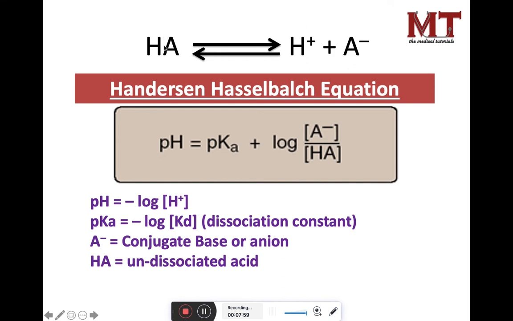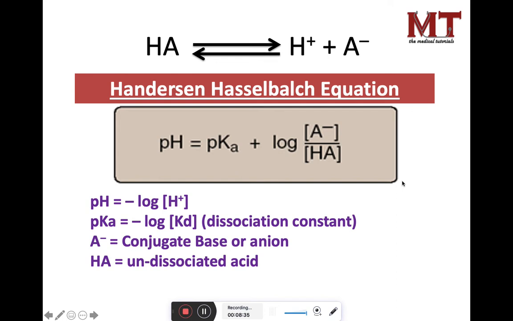For example, lactic acid is the acid, lactate is the conjugate base. Acetic acid is the acid, acetate is the conjugate base. Citric acid is the acid, citrate is the conjugate base, and so on. So A minus is the conjugate base of this acid. So we can say the Henderson-Hasselbalch equation is pH is equal to pK plus log of the concentration of conjugate base upon the concentration of acid.